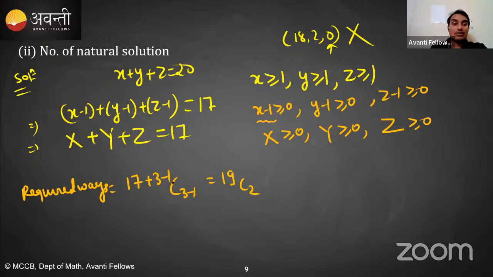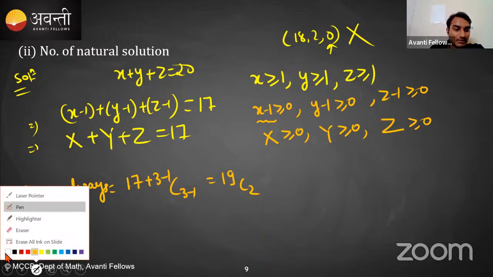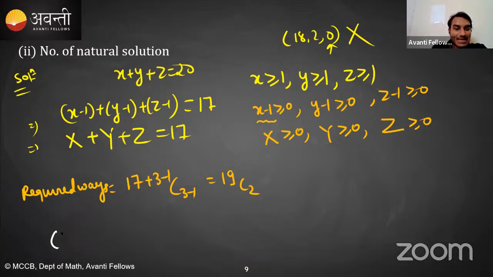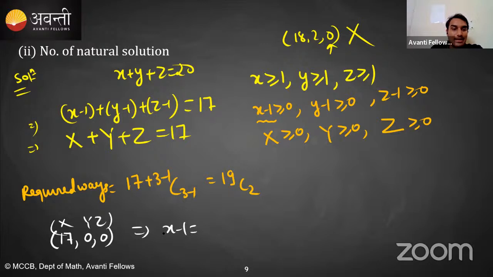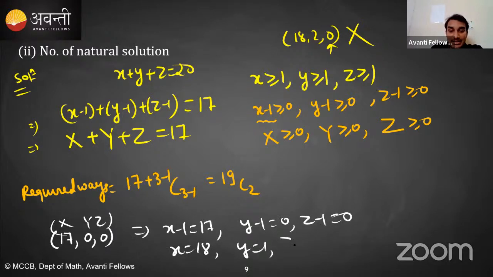How is the answer coming? See, now this capital X, capital Y, capital Z can be 0. The moment some of them become 0, let's say one way of distribution is that capital X got 17 objects, capital Y got 0 objects, capital Z got 0 objects. So it is the same as saying x minus 1 is equal to 17, y minus 1 is 0, z minus 1 is also 0, which means x is 18, y is 1, and z is 1.